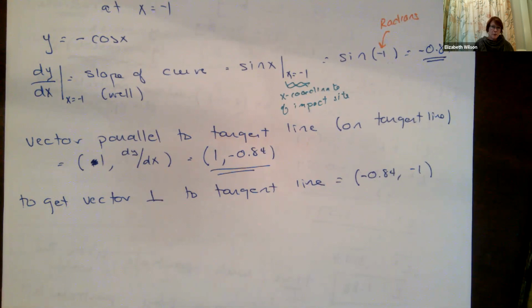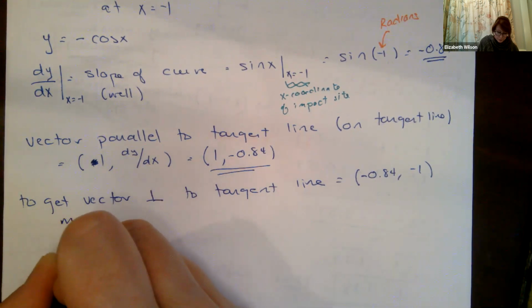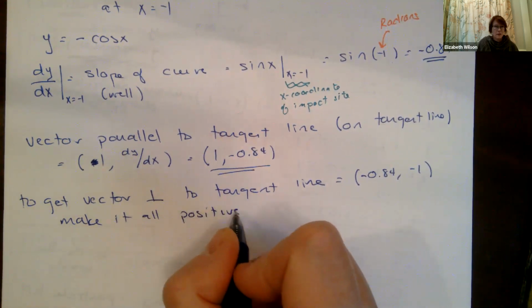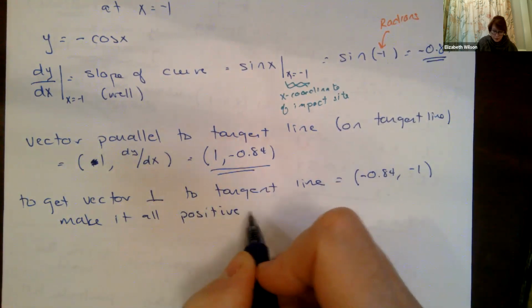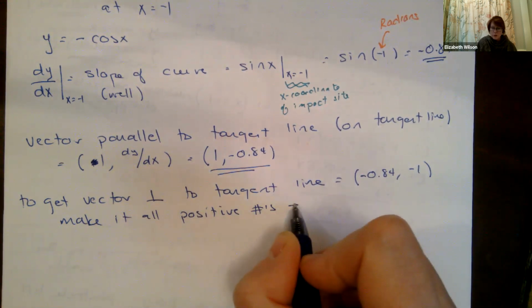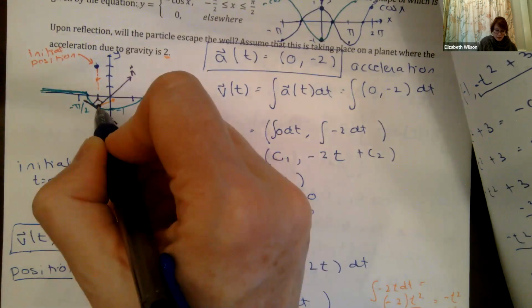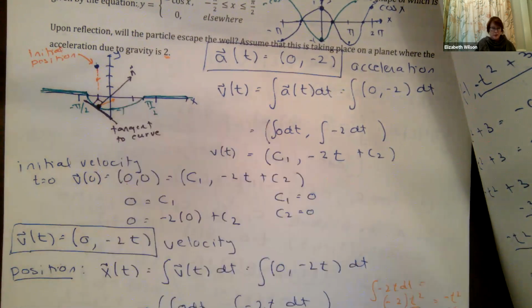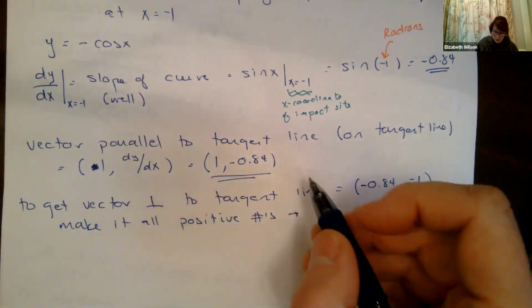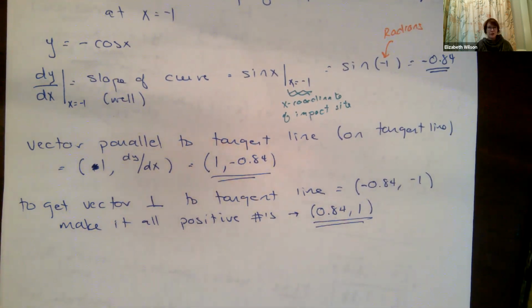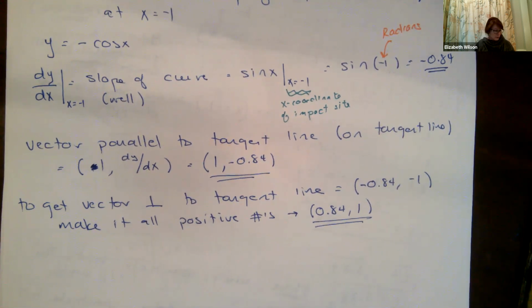You know, we would like everything to be positive. We get the same answer. It's just prettier to work with positive. We can do that because negative 0.84, negative 1 just means it was headed in the opposite direction. But we want this direction because it makes it easier. So we're going to make everything positive, 0.84, 1. Okay, so that's a vector that's perpendicular to my tangent line. I'm going to use that to help me do the projections and the reflections.